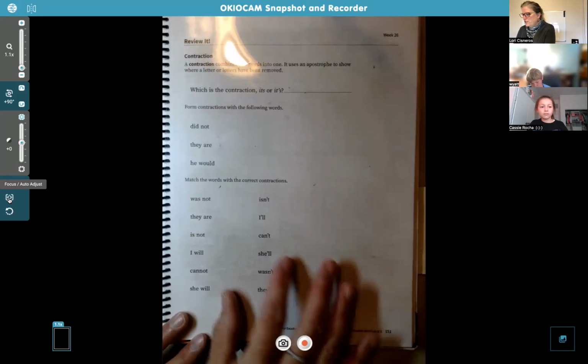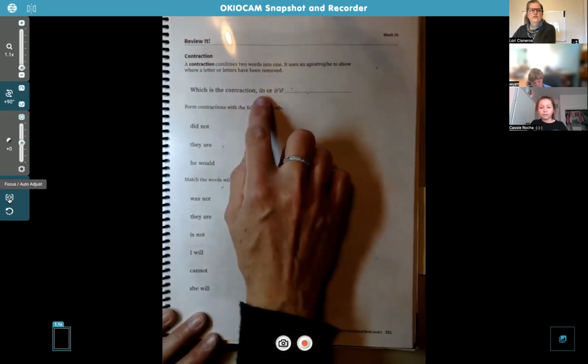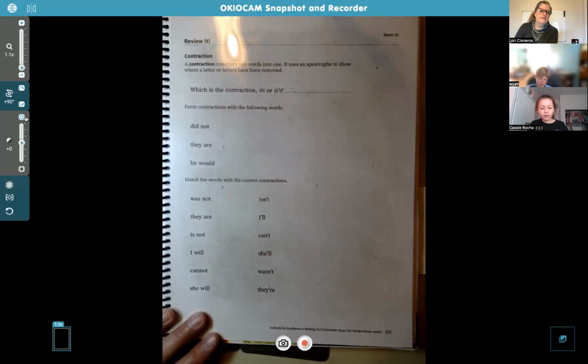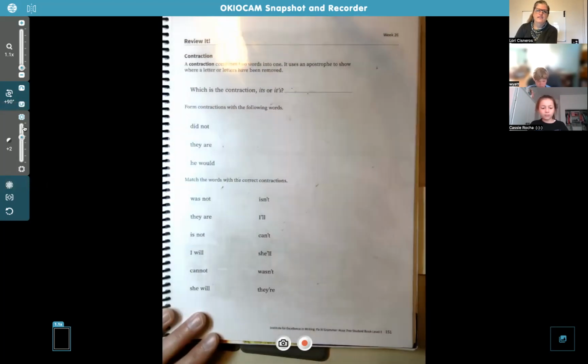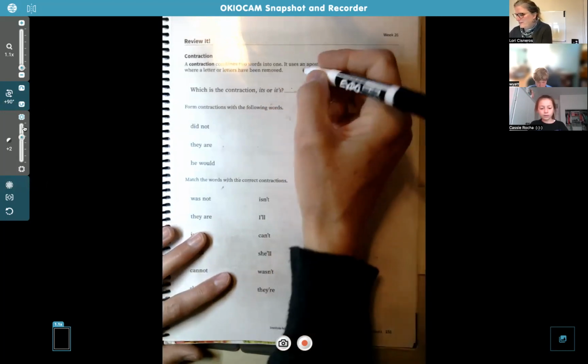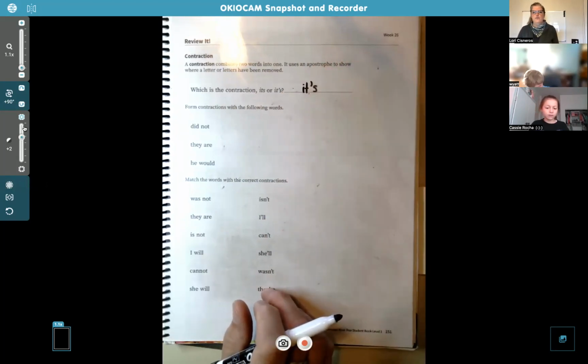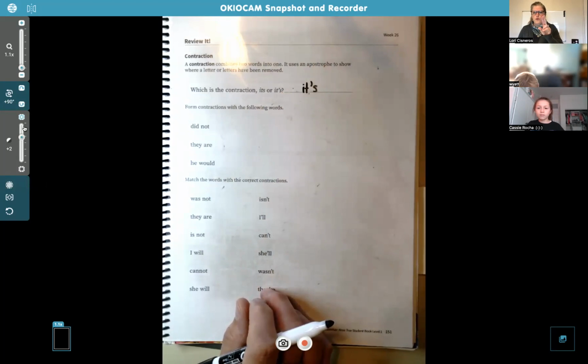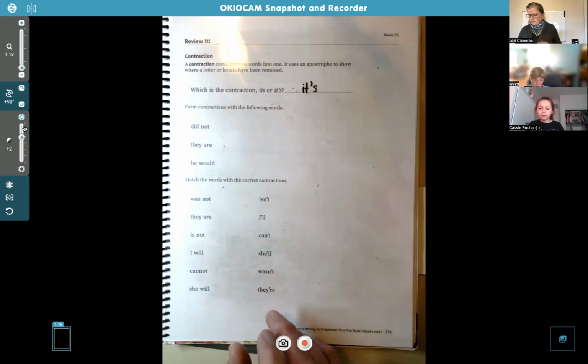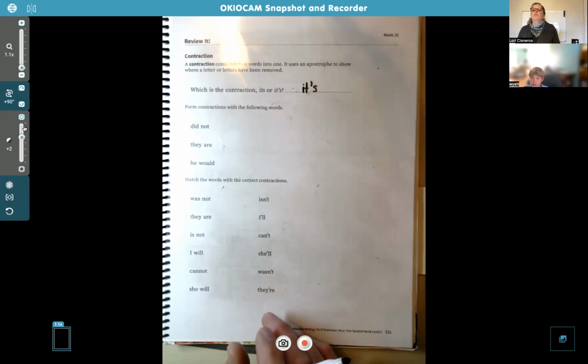So it says, which is a contraction? It's or its. Now, one of them has an apostrophe and one does not. So you guys probably already know the answer to it. It's with an apostrophe is a contraction. So go ahead and write that one in. And by the way, raise your hand if you can tell me what two words make up the word it's. Wyatt. It and is. Perfect.